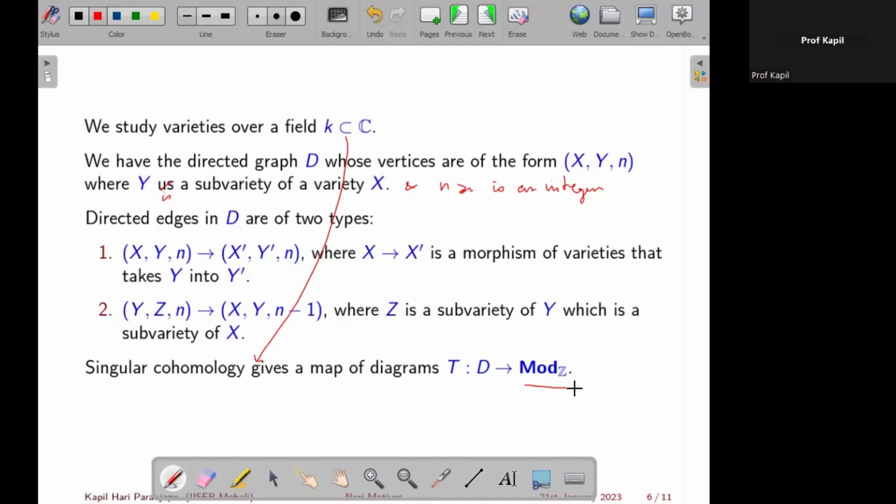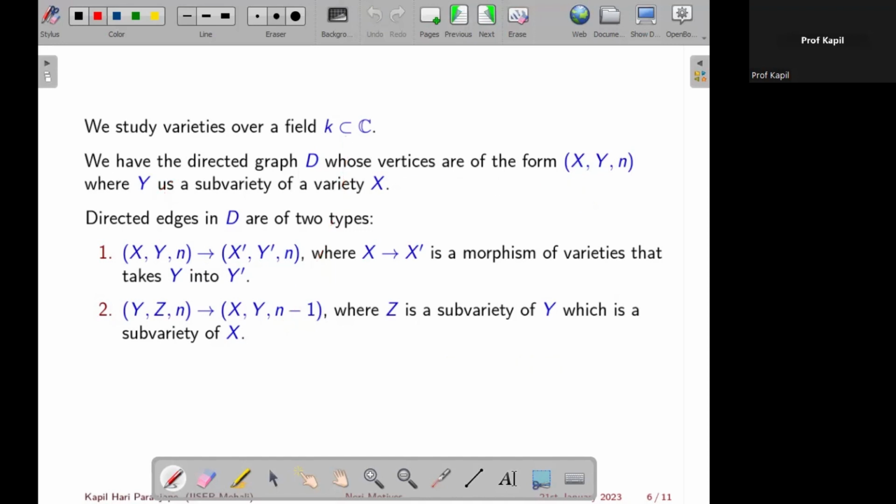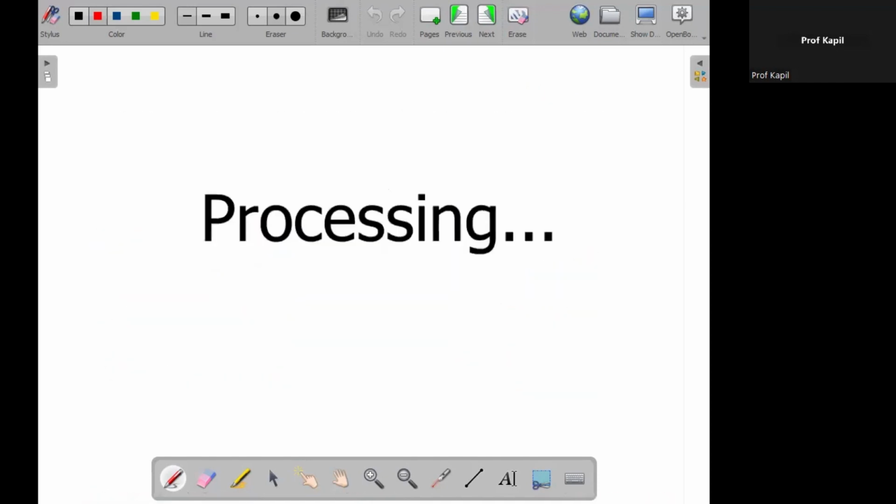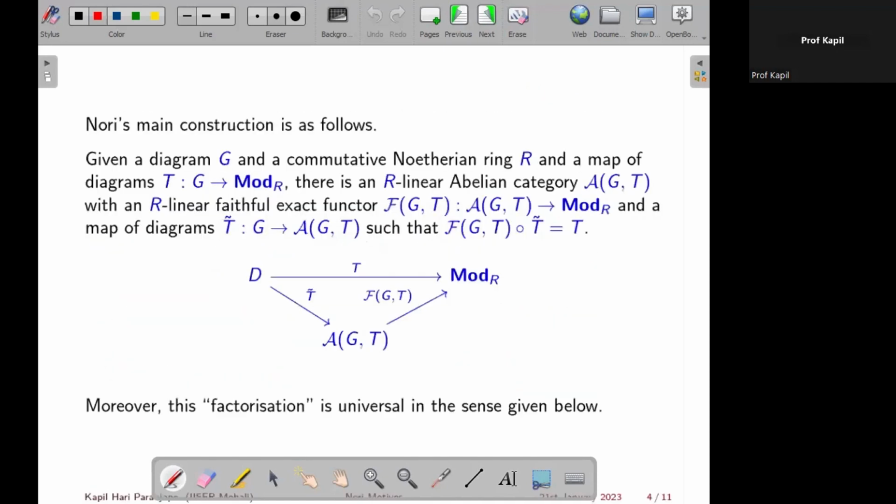So it gives a map of diagrams like this, and this is the map of diagrams that you want to complete into a morphism of diagrams into the category of motives. Okay, so this is the idea, and the idea is to use our construction here, to construct for that particular diagram. I'm going to take R equal to Z, and I'm going to construct.